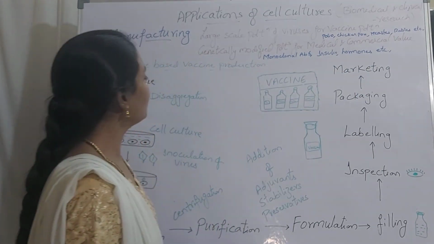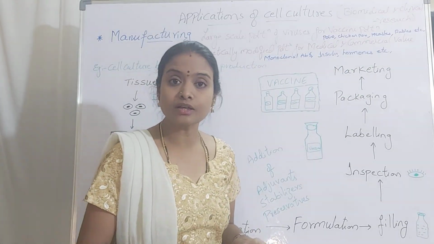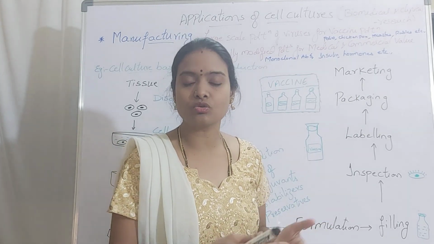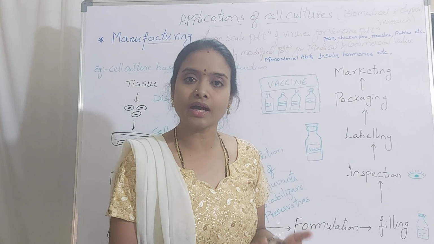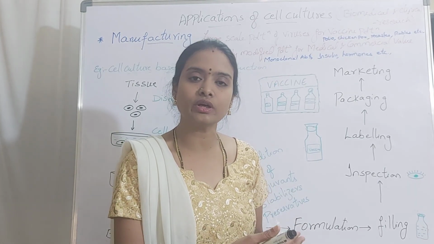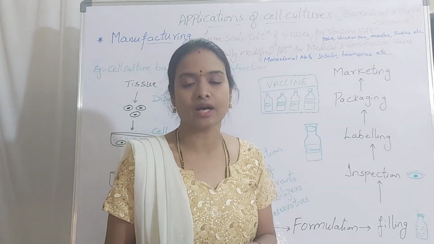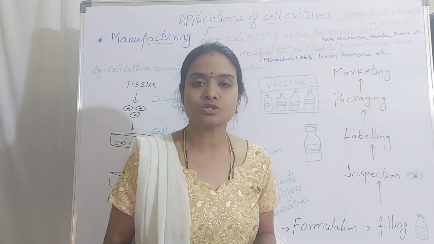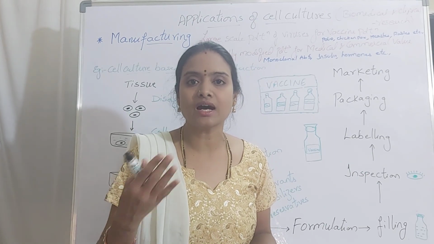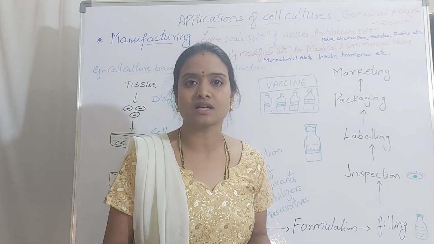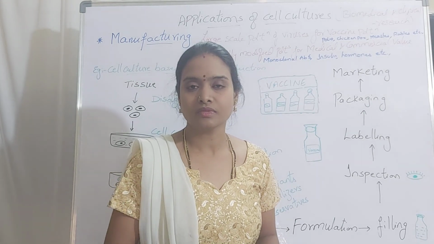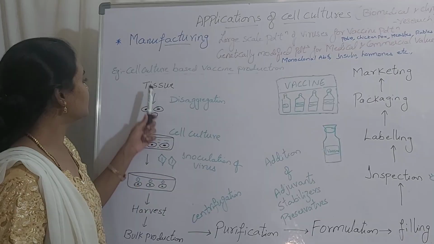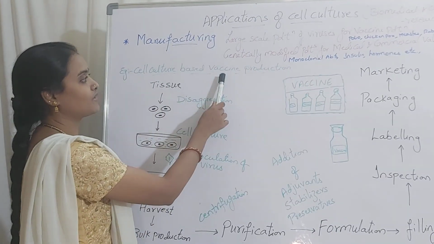Right? So whatever product you want, the gene which codes for that particular protein can be isolated, and then we transfer that gene into the animal cell, and the animal cells can be sent for bulk production. Bulk production is nothing but large scale production where animal cells are cultured in tons. Let us see one example for bulk production: cell culture based vaccine production.